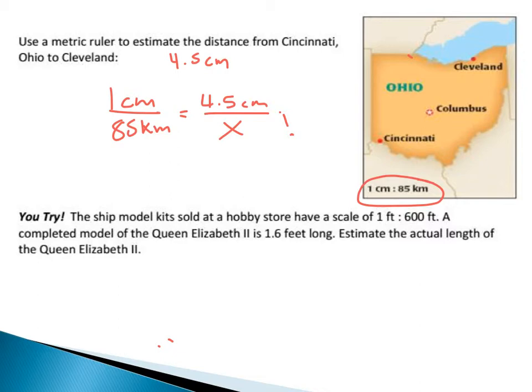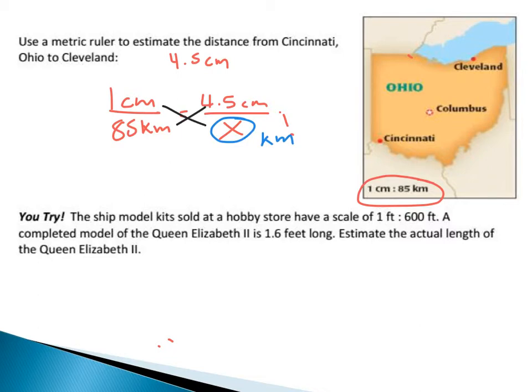So here's what I did: I used this scale model to set up a proportion. I said that the ratio of centimeters to kilometers should be the same as centimeters to kilometers over here. So when I put X down here, X is going to represent how many kilometers Cleveland to Cincinnati is in real life. Now how do I go about solving this? Solving it is the easy part.